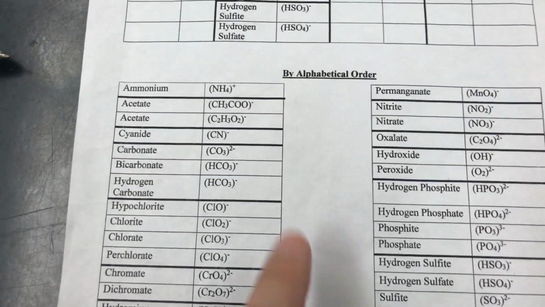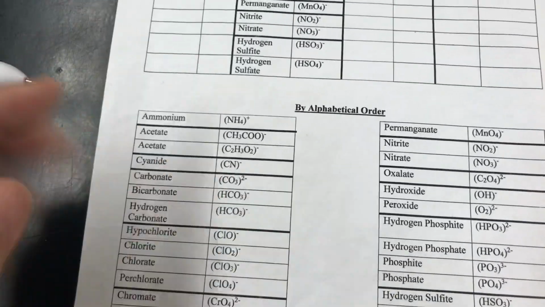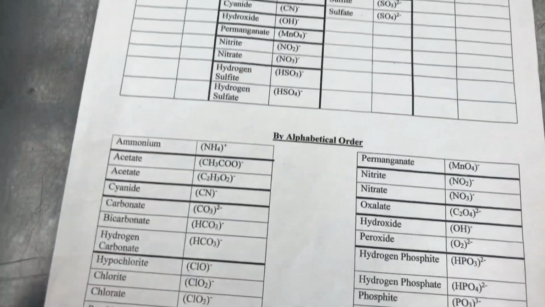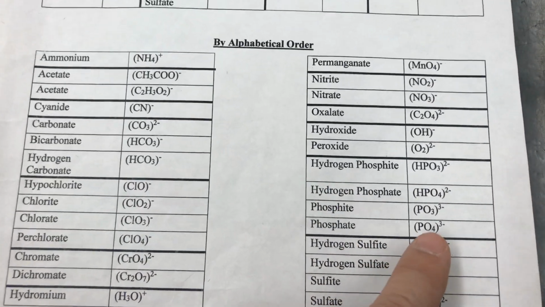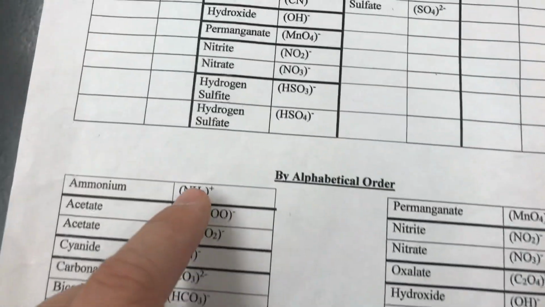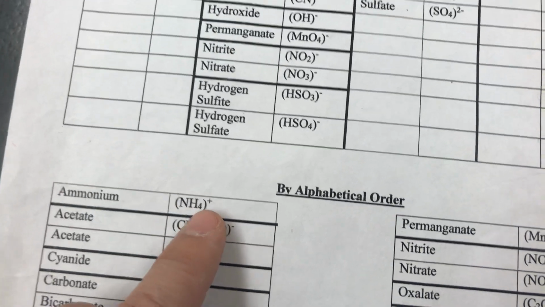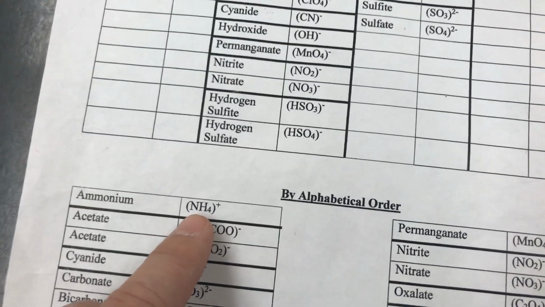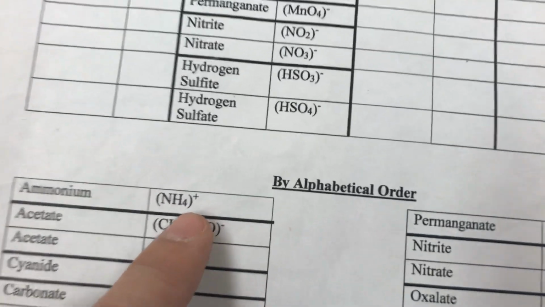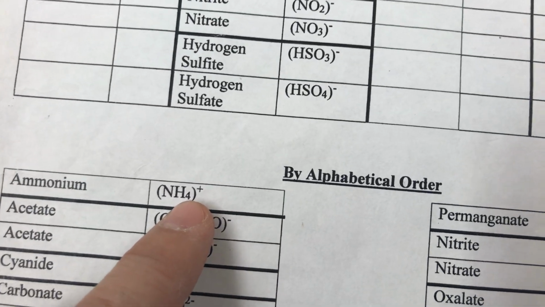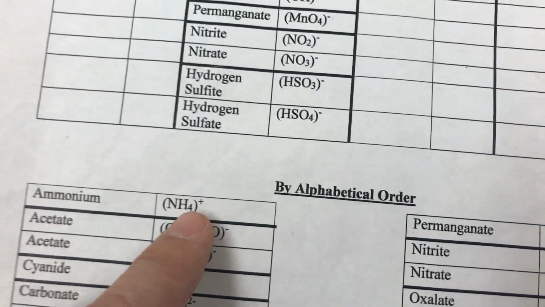The other way is organized alphabetically. So if I give you the compound name and you don't know what it looks like or the charge, you can just look it up alphabetically and find the formula. You'll notice that all of them have parentheses with the charge outside, and you cannot touch anything inside the parentheses. For example, you cannot take away the 4 from an H.